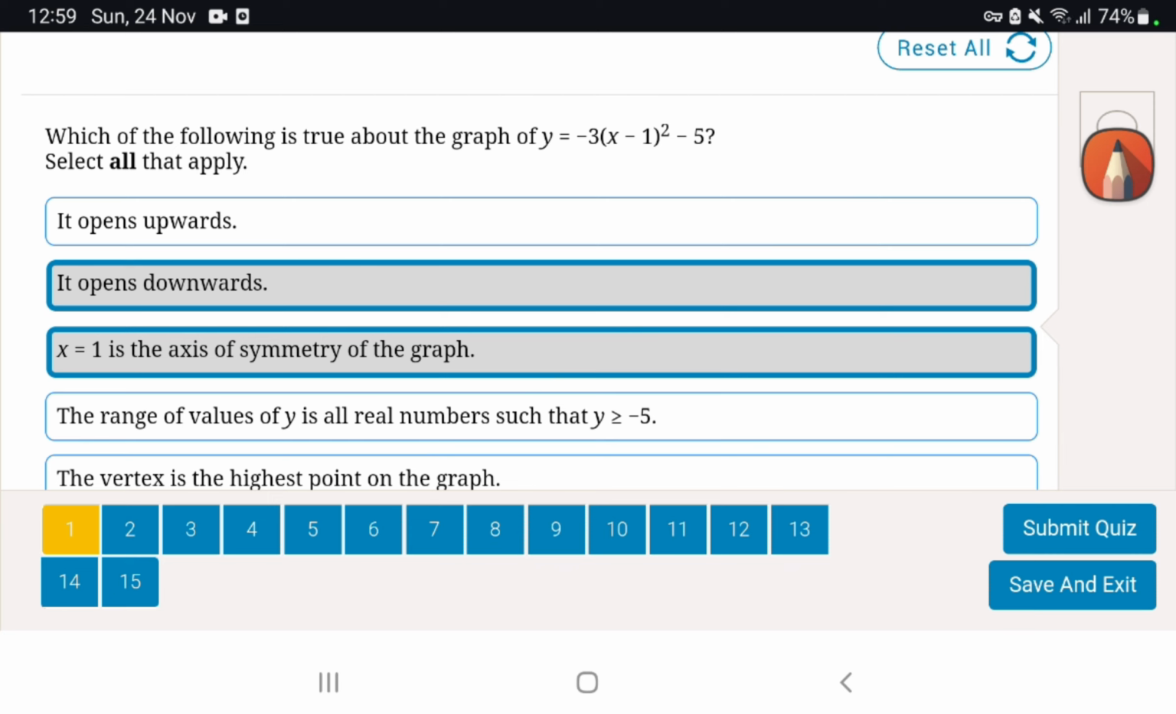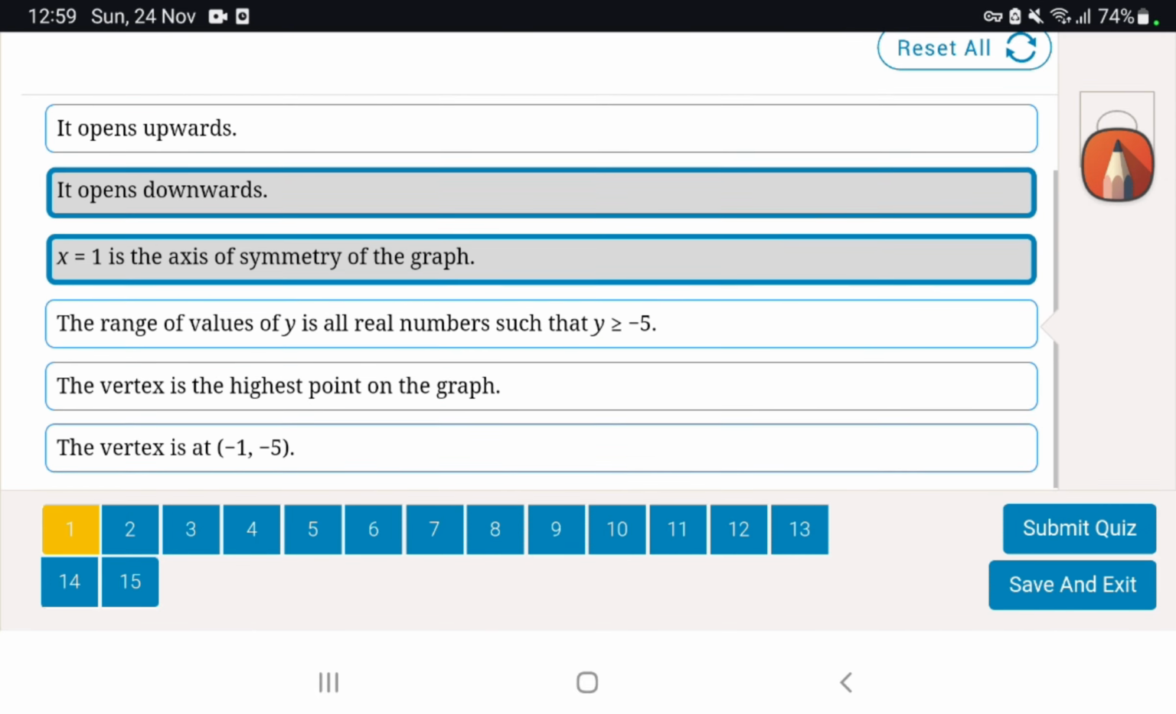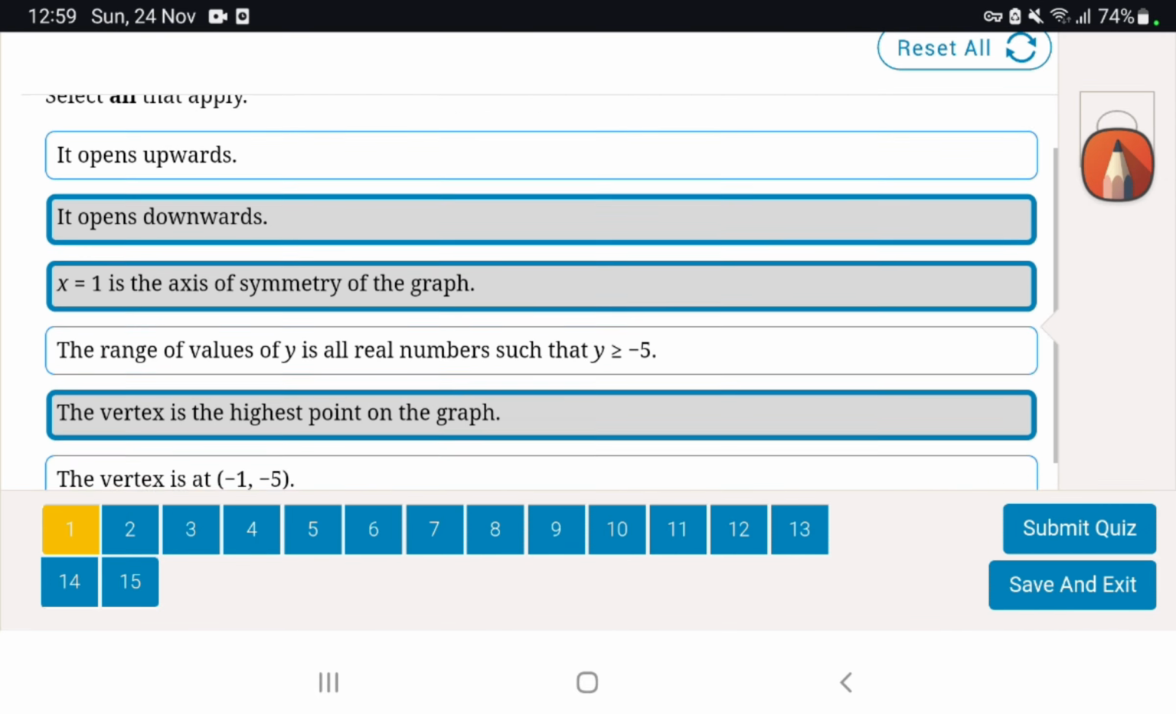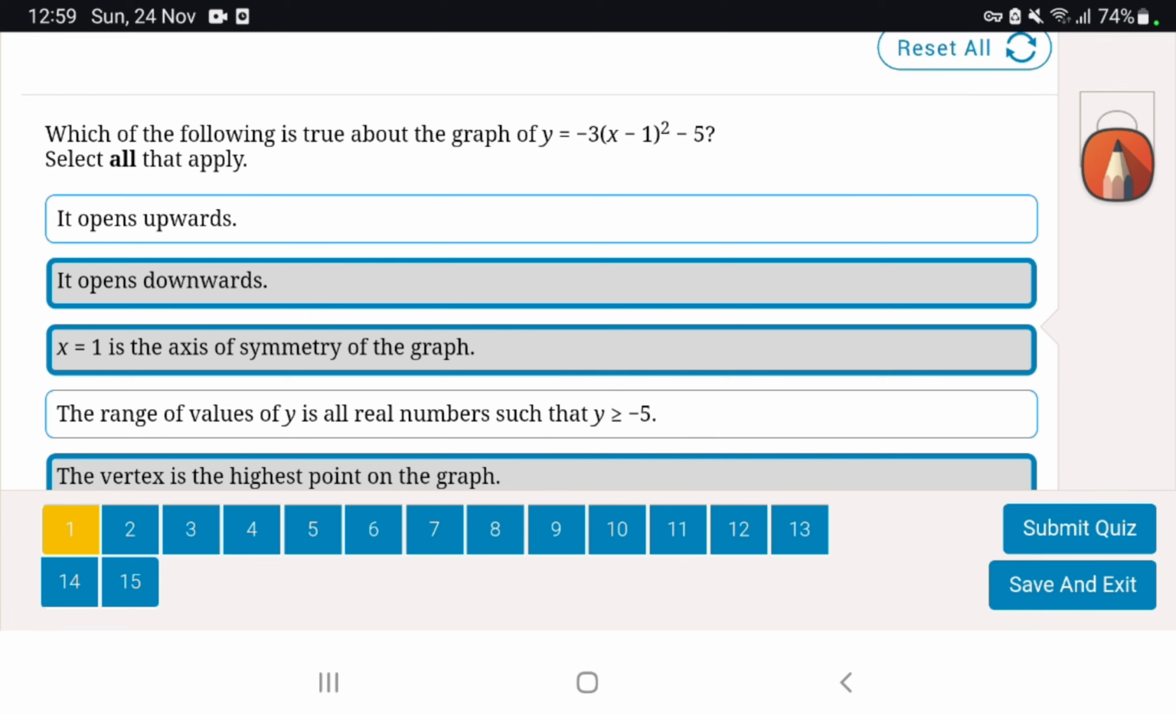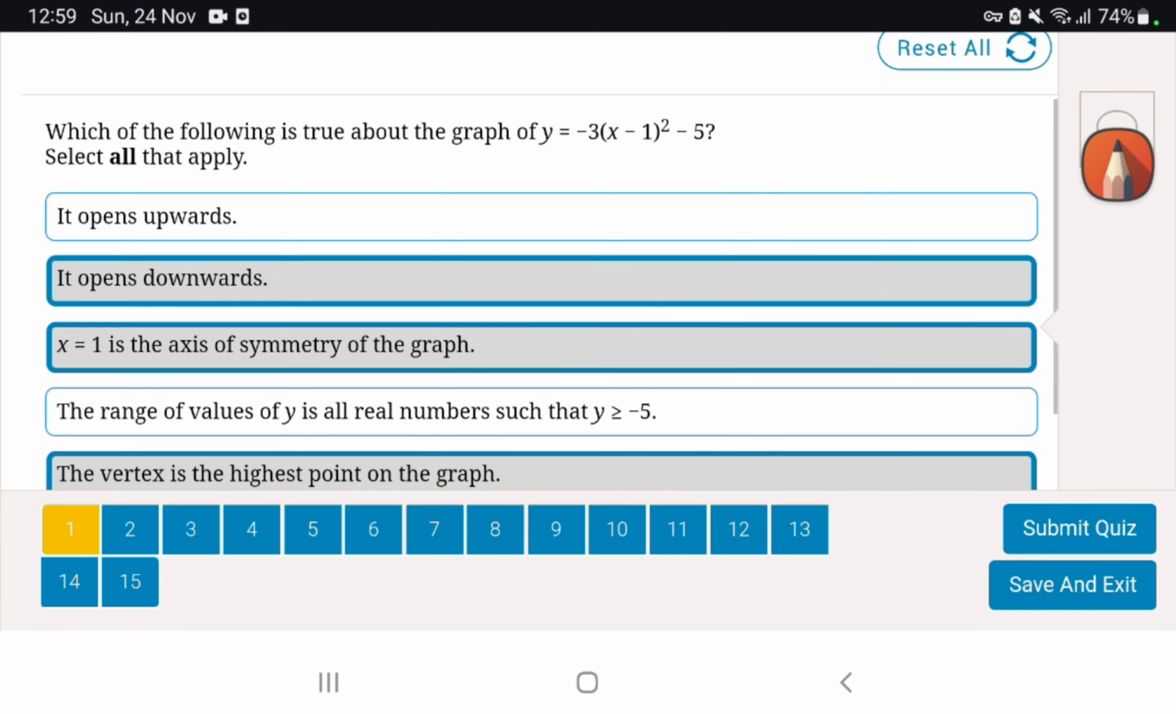This option is wrong because the first number is less than 0. If it was greater than 0, this option would be correct. Yes, it's the highest point on the graph because the first number, which is -3, is less than 0.